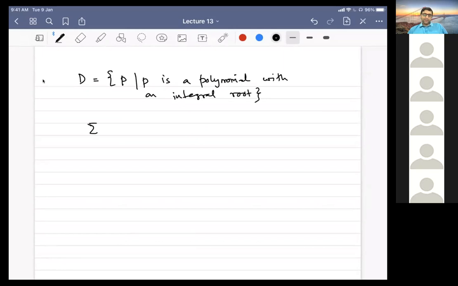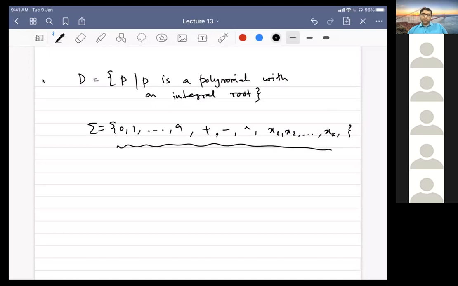So you can say our sigma contains 0, 1 to 9. It contains plus, minus, exponentiation, and variables, let's say x1, x2, up to xk, and some other things, for example. Now we can construct a polynomial with these symbols, and we would include such a polynomial in the set D if and only if that polynomial has an integral root. For example, p of x is equal to x squared minus 1. This polynomial has an integral root, right? Q of x is equal to 2x minus 2. This polynomial also has an integral root. So all such polynomials which have integral roots will be included in D.